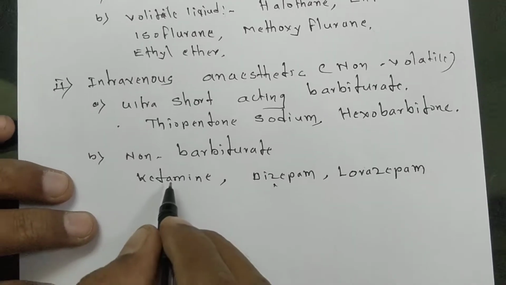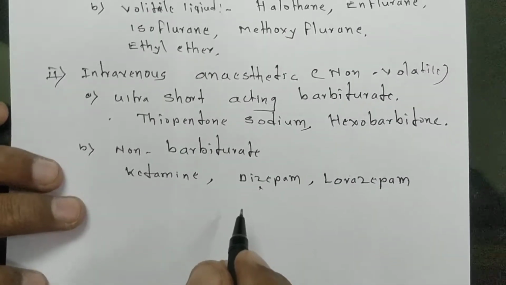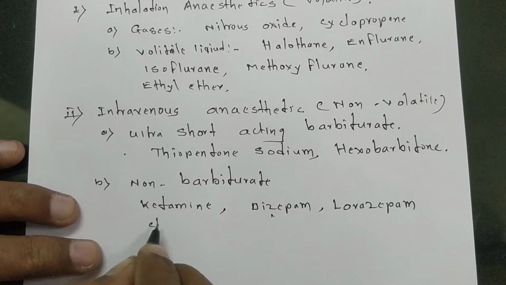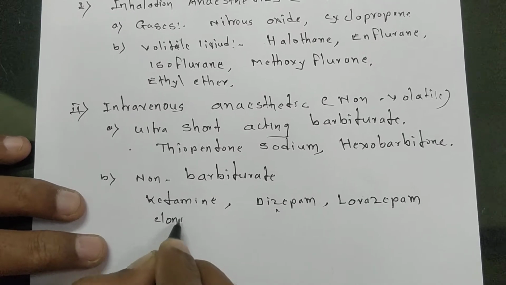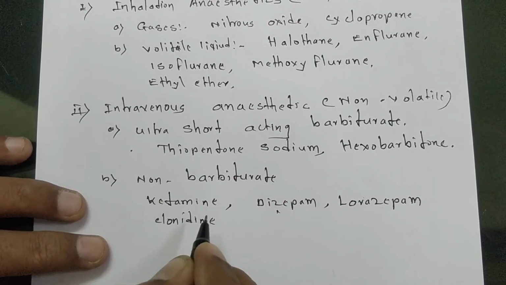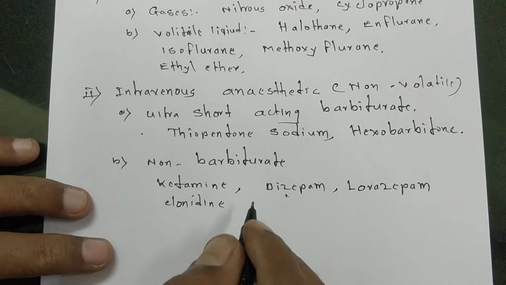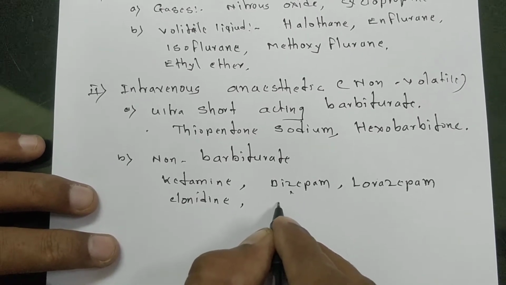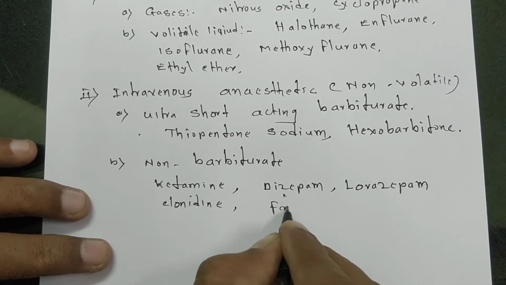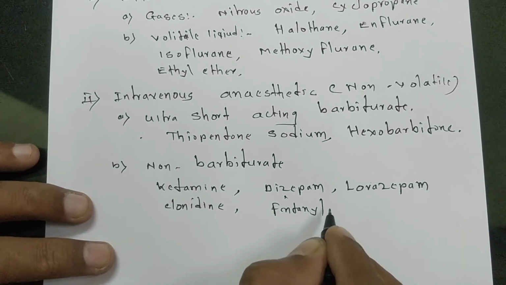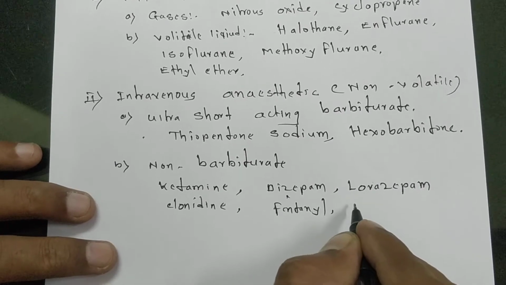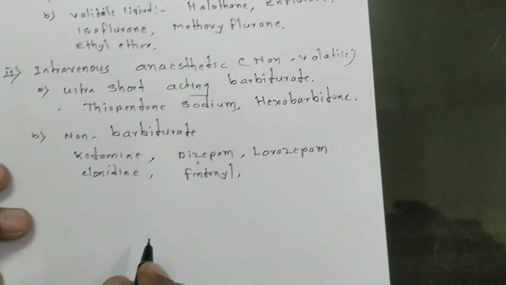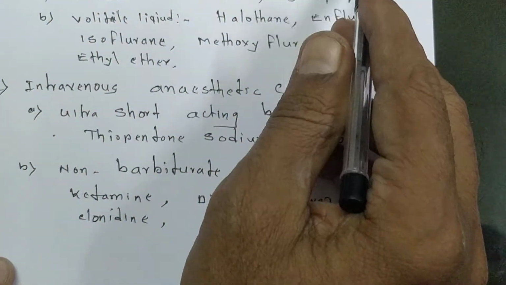Ketamine is a derivative of phencyclidine. Clonidine is an alpha 2 adrenergic agonist. Fentanyl is an opioid analgesic.